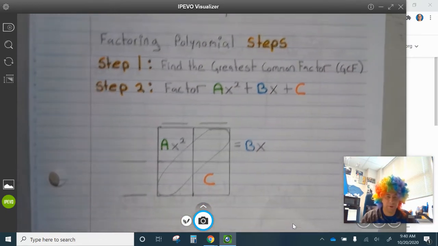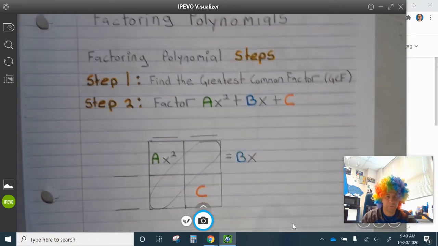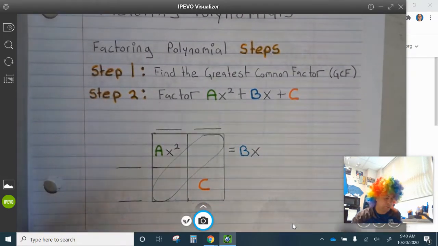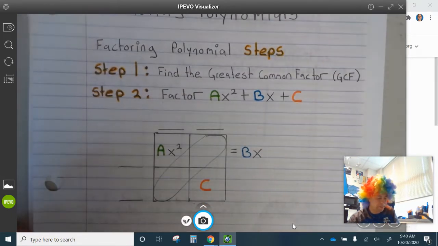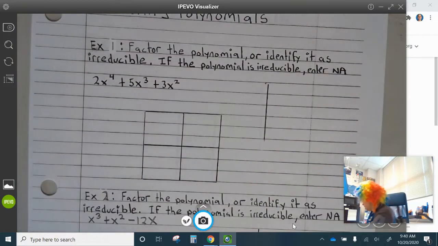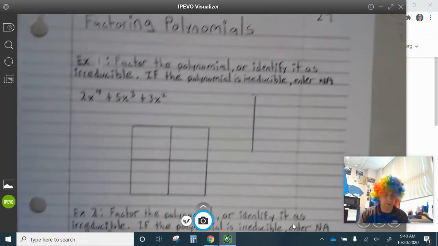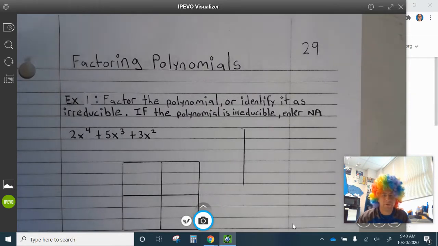So if you would, update your notes. All right, now your notes are updated. Let's take a look at examples. All right, example 1. Journal page 29, factoring polynomials.